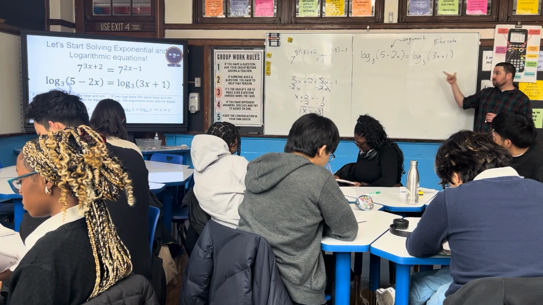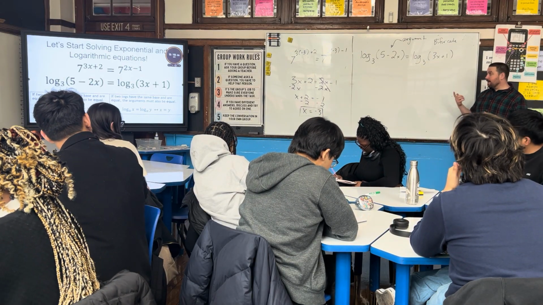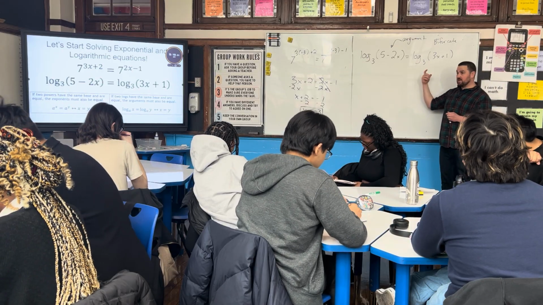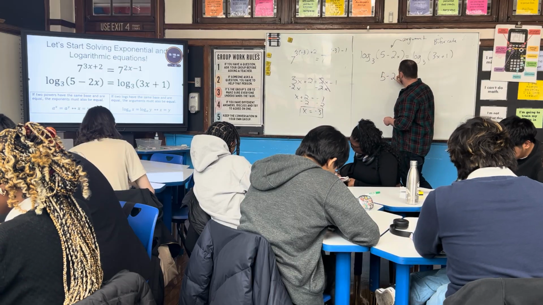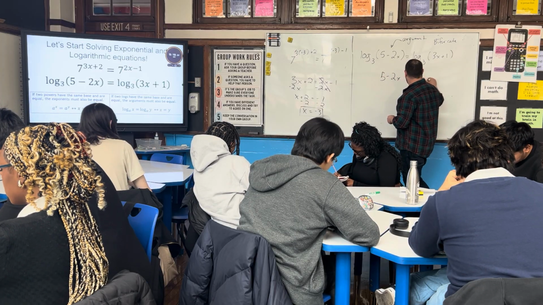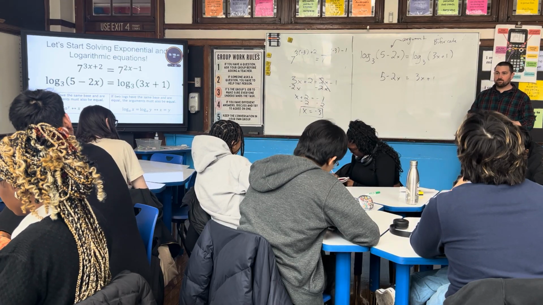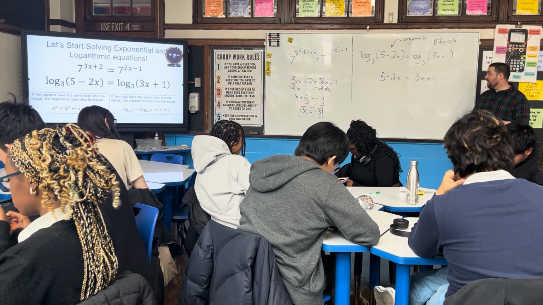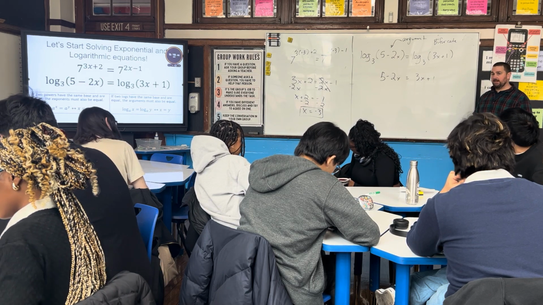Do we have two logs that have the same base here? Yeah, that means that we can just say that the arguments are equal. So we can simplify this equation to be 5 minus 2x equals 3x plus 1. And then we would just solve this using normal inverse operations.